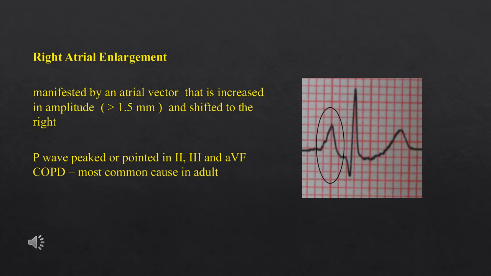Right atrial enlargement is characterized by an atrial vector that is increased in amplitude, greater than 1.5 mm, and shifted to the right. The P wave is peaked or pointed in leads 2, 3, and aVF, and this characteristic is usually seen in patients with COPD, and it is also called P pulmonale.